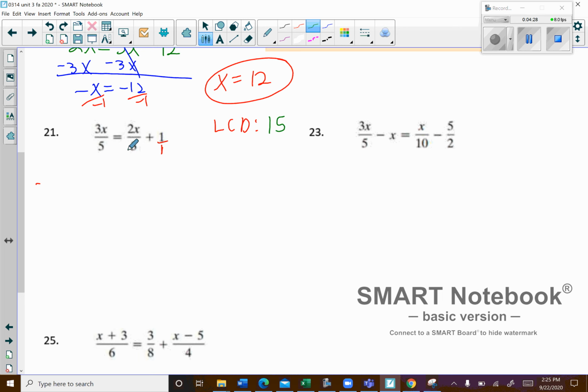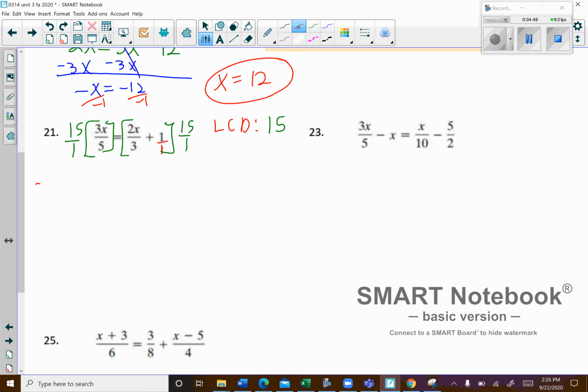And the pattern you're probably noticing is it's usually the product of your denominators. Not always, but a lot of times. And so we'll see one that's a little bit more interesting on 23 in a minute. Okay, so just like the previous one, we'll start by multiplying both sides by 15.